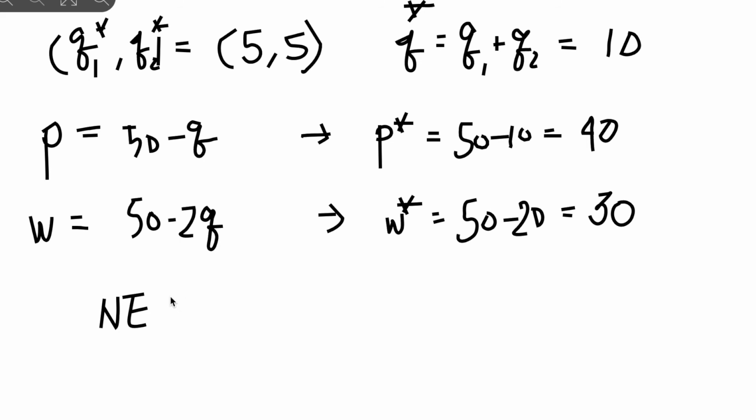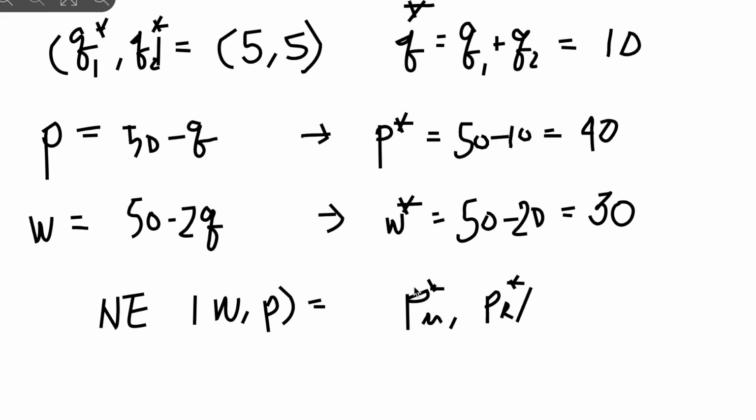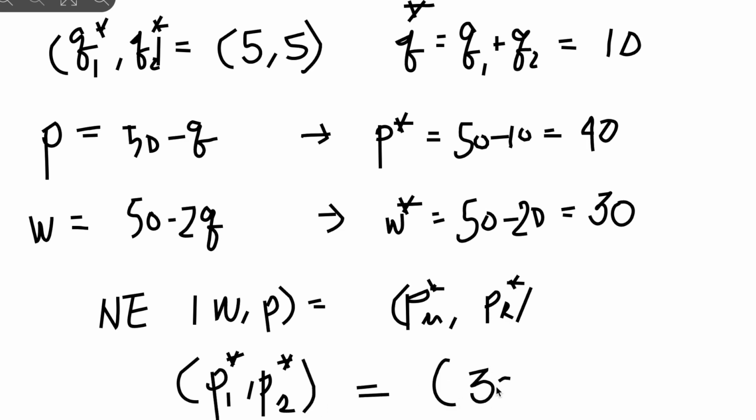Before, when we had one time, we just looked at what? W and P, which is the price for the manufacturer, and the price for the retailer, right? But what we're looking for now is the competition in the retailing price, right? So the Nash equilibrium will be not W and P, but P of retailer 1 and P of retailer 2, right? So if they agree, they're going to charge both $30 and $30, right?